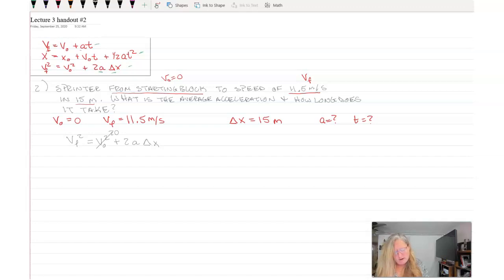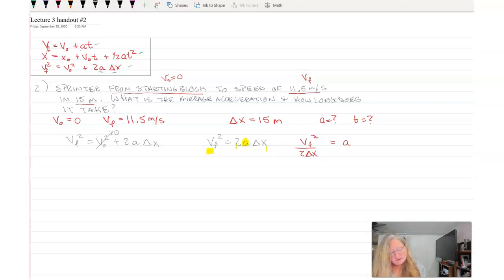Sweet. So I can rewrite this. I can go V final squared equals 2a delta x. Well, what piece do I want? I want acceleration. So I can divide this side by my 2 and my delta x, move it over to this side, and I'll get V final squared divided by 2 delta x will give me acceleration. Okay, that's not so bad.